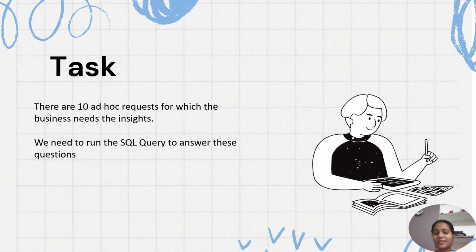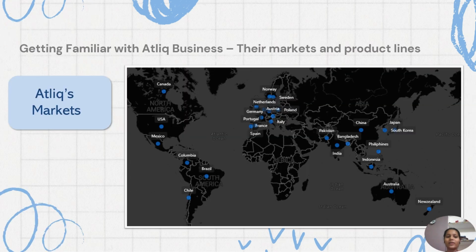So what is the task that they gave us? There are 10 ad hoc requests for which the business needs insights. They give the question, and you have to run the SQL query and give these insights to them. This is the task. Now let's move ahead. First, we will get a little bit familiar with the data, or you can say the company markets and their product line. So first, we will get familiar with the Atliq markets.